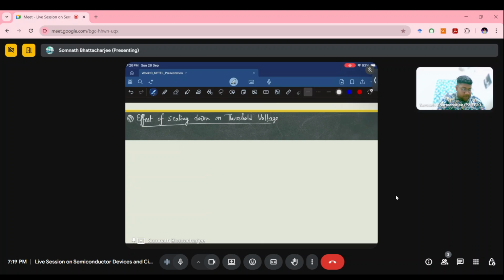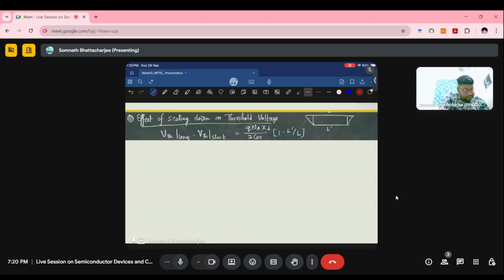So essentially the formula we'll get after this is that when the device was longer, it would look like this, and the formula will come out as XT by 2C ox times 1 minus L dash by L. So L dash and L is this difference. This is the channel area, and based on this, this is L dash and this is L.